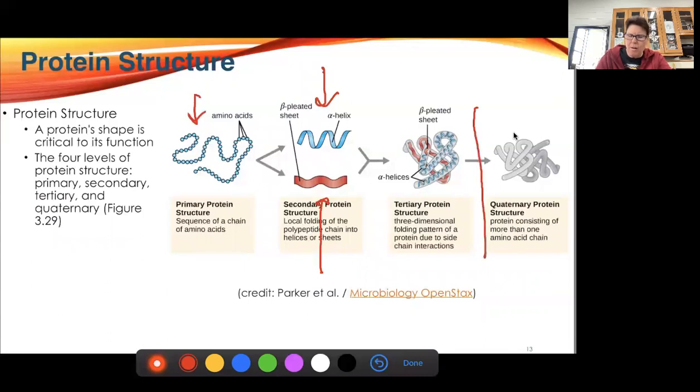Now, not all proteins have what's called a quaternary structure. A quaternary structure is where more than one protein comes together and snaps together to form a functioning unit. Hemoglobin has 4 pieces that snap together. Our insulin receptor has 2 pieces that snap together. And some proteins are just one piece, right? So not all proteins have a quaternary structure.